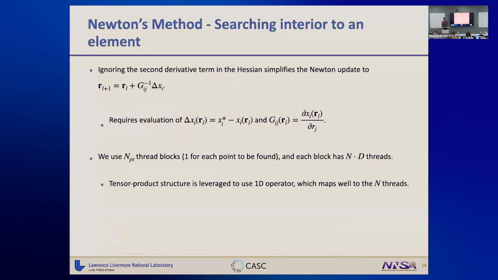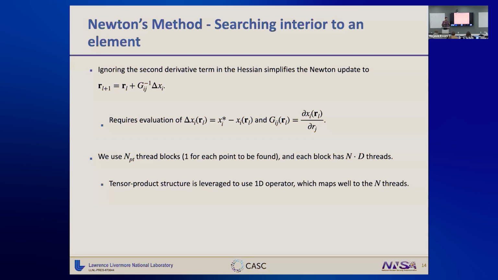Now, if we take the example where we are searching inside an element, as I said, since we ignore that second derivative term, the Newton update looks like the equation shown here. This means that for our evaluation, we need to compute delta x, which is the difference between the point you're trying to find and your current approximation, and the Jacobian of the transformation at that point.